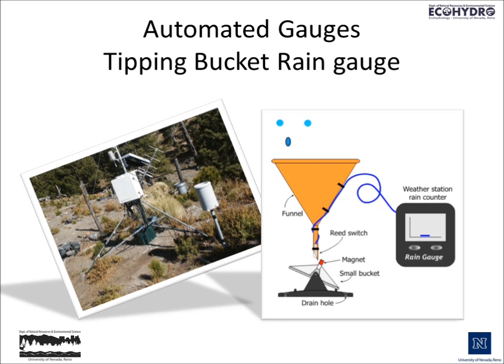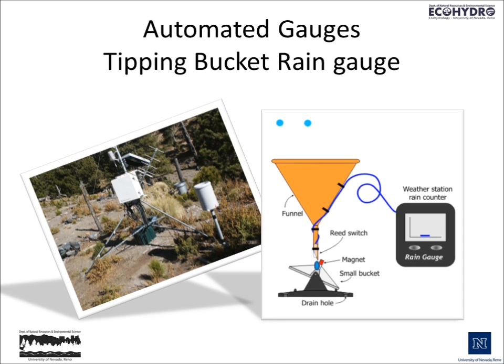This has a small bucket. The seesaw is a bucket actually that has two compartments, one on the left, one on the right, and as each compartment fills, the mass of water is sufficient to tip the seesaw over. When the seesaw tips over, a magnet passes by a reed switch. The reed switch sends an impulse to a counter, and then we use the number of counts to estimate the total volume of rainfall, because each bucket represents a specific amount of rainfall that passed through the upper part of the funnel.